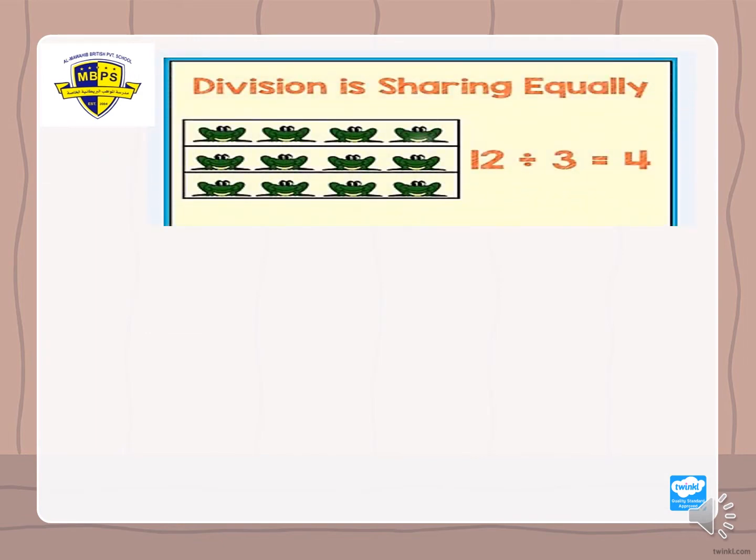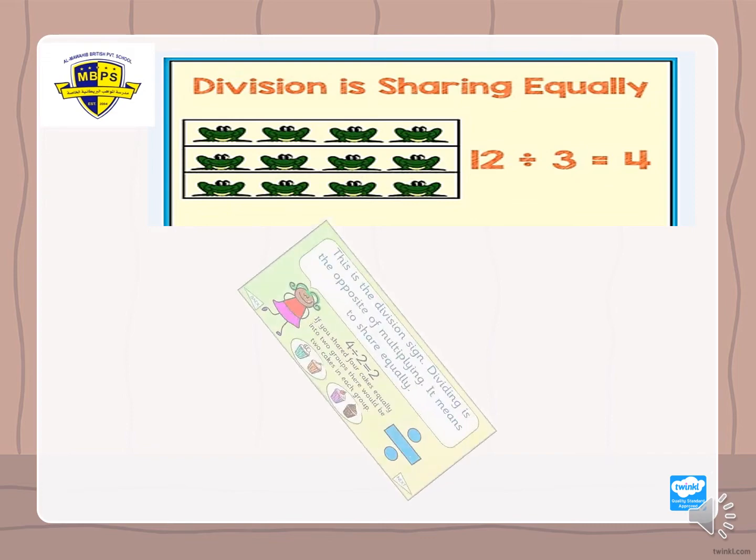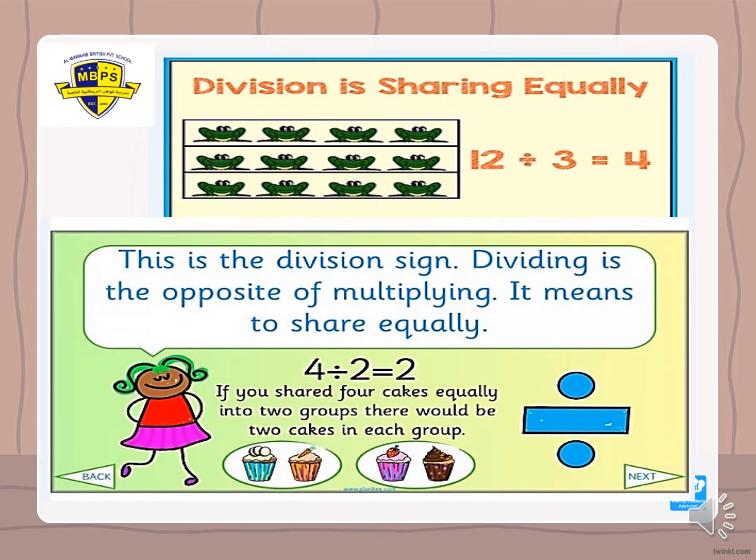Division means sharing equally. And now I can replace the word divide or the word share with the sign of division. I have here 12 divided by 3 equal 4, which means that I have 12 frogs in all. When I divide them between 3 groups, I will have how many in each group? I will have 4 in each group. So this is the division sign.